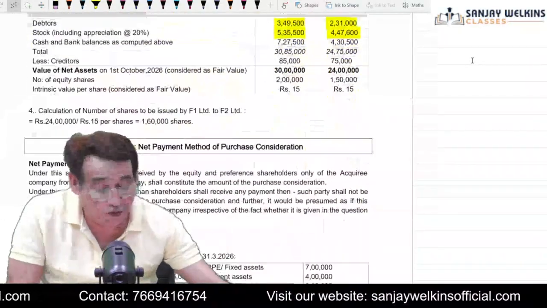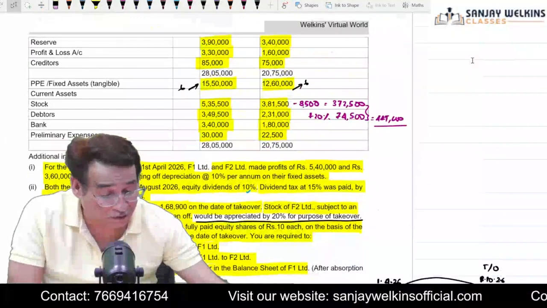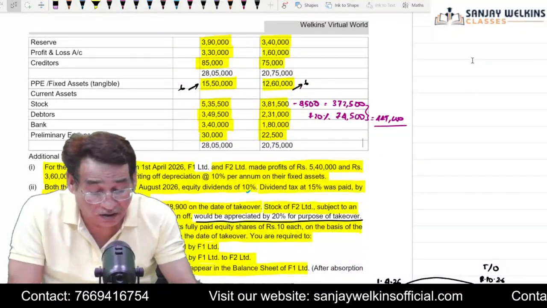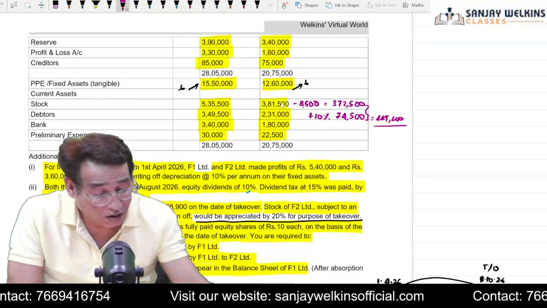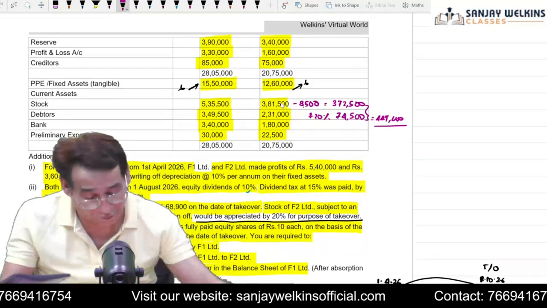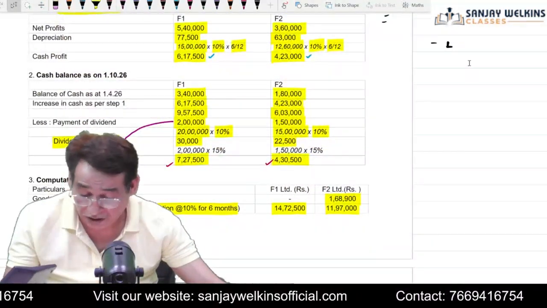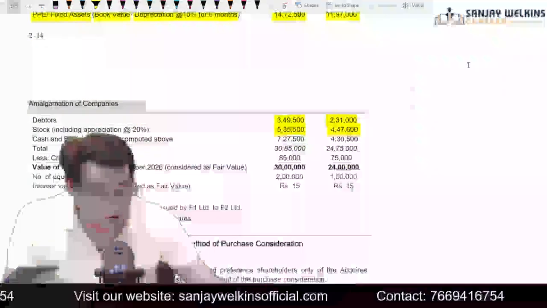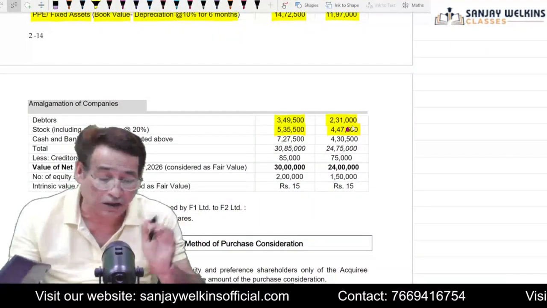So that is how 4,47,600 is given. Actually, it is coming 4,47,600. So it seems there is some error in this figure. Let me check what the exact amount is. I think it is 4,47,000. You write here 4,47,000 only. It is not 600, it is 4,47,000.